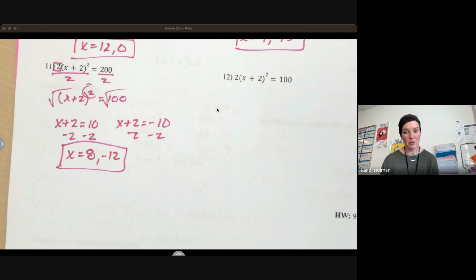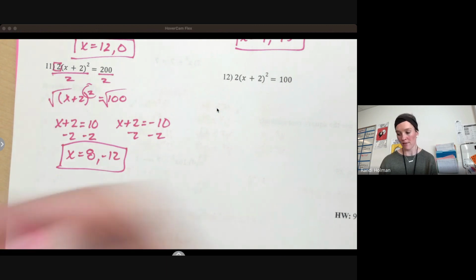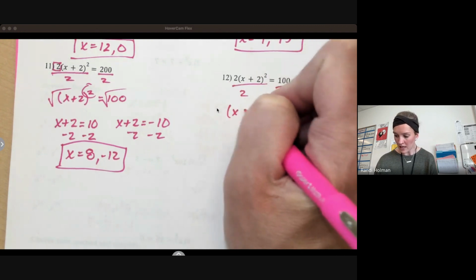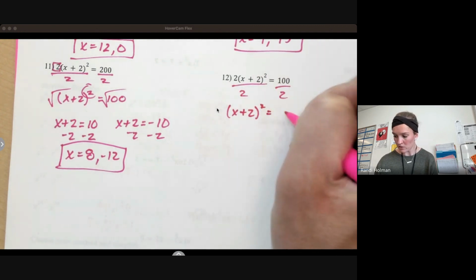So still doing the same thing, we just have that additional step after the fact. We want to make sure that we split it up into its principal and opposite so that when we're solving those, we get the two different values. Same thing here, divide by 2. I get x plus 2 squared equals 50.